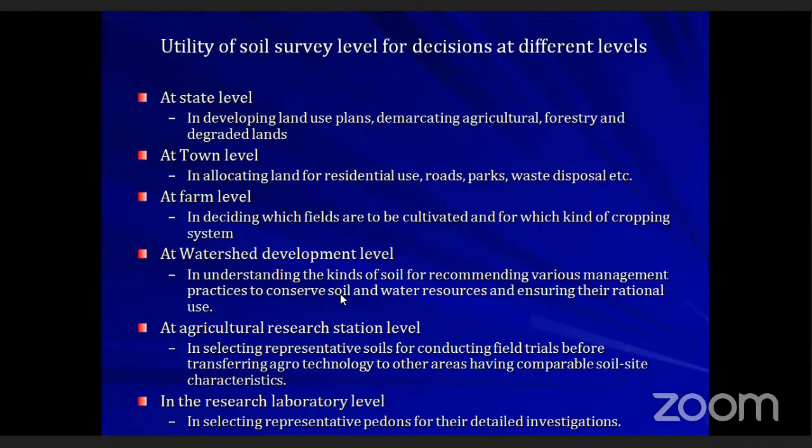Coming to the next, it is called watershed development. Watershed development is nothing but irrigation, to understand what kind of soils are recommended for various management practices. We can go for soil conservation, soil and water resources management, etc. You want to go for watershed management. At the same time, finally, there is the agricultural research station.